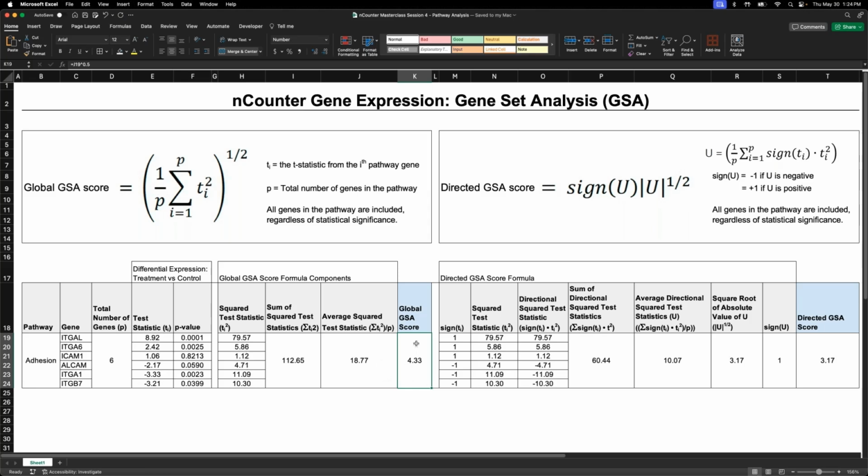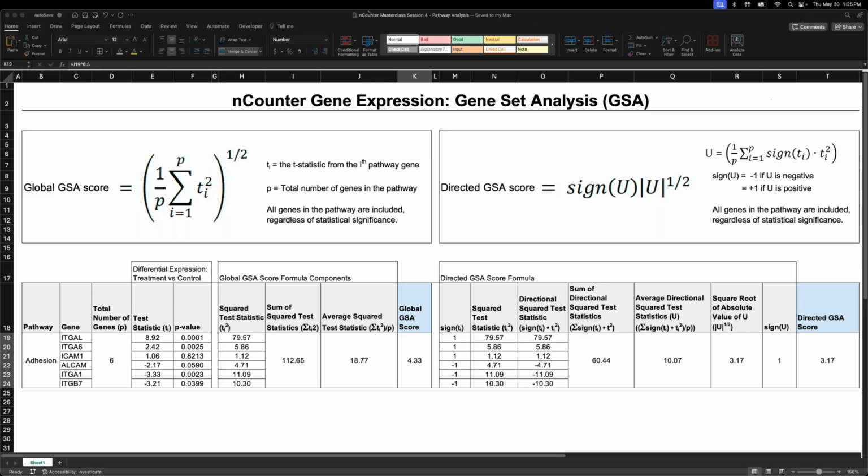So our global score is essentially this number that represents in the adhesion pathway, how much change is there in the pathway, independent of whether the genes are upregulated or downregulated. Let's just look across all genes in the pathway, how much total change is there? And that, in this case, is 4.33. So hopefully that's making sense. If you're new to this, it might be a little daunting, but I want to continue on with the score on the right-hand side. So this is our directed score.